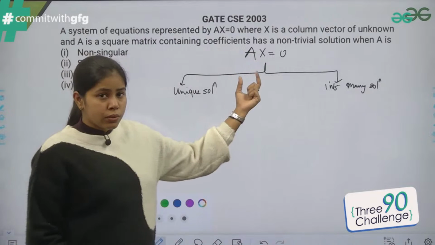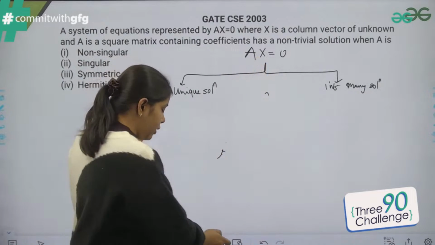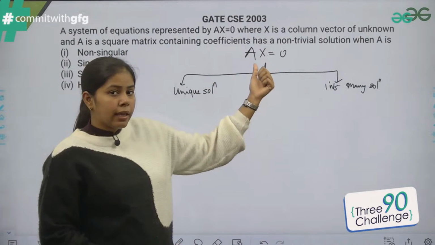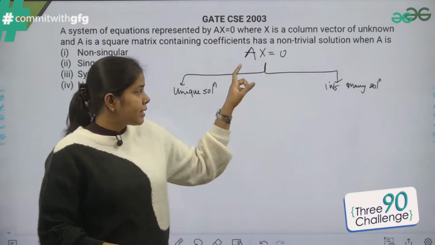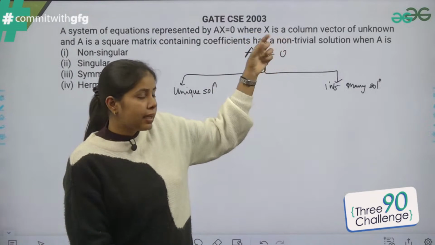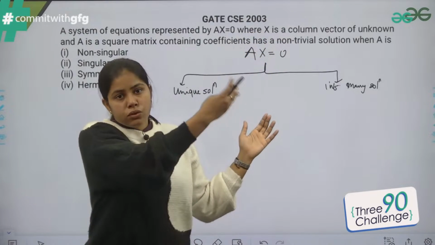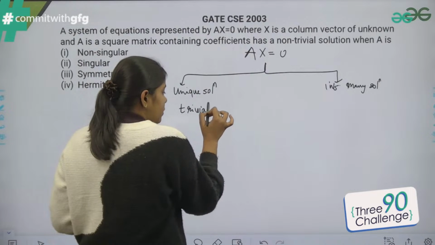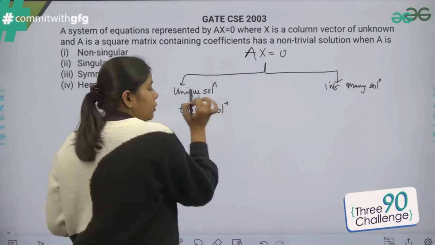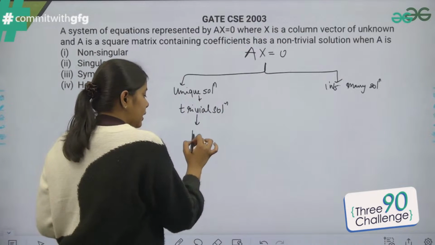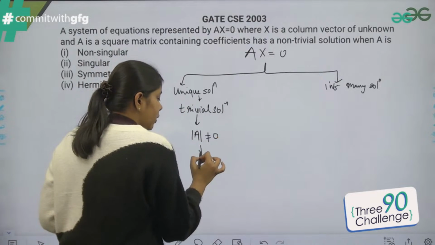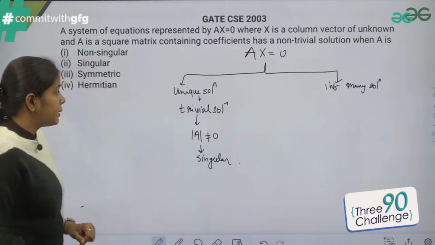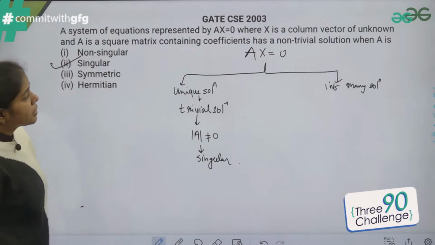If X equals 0, then X equals 0 will always be a solution. Then that means the inverse of A would exist. I'll take A inverse to the right hand side and X would become A inverse into 0, which gives me 0. So a unique solution means the trivial solution, the zero solution. Both have the same meaning. So here I can say that the determinant of A is non-zero, and if the determinant of A is 0, that means a singular matrix.